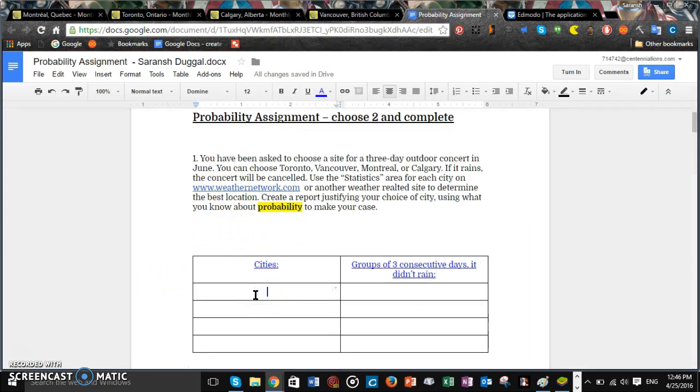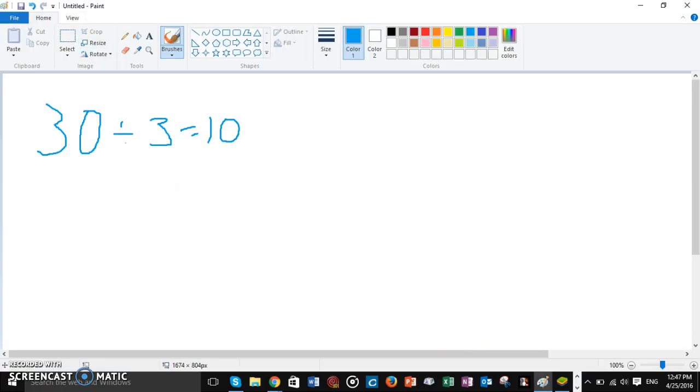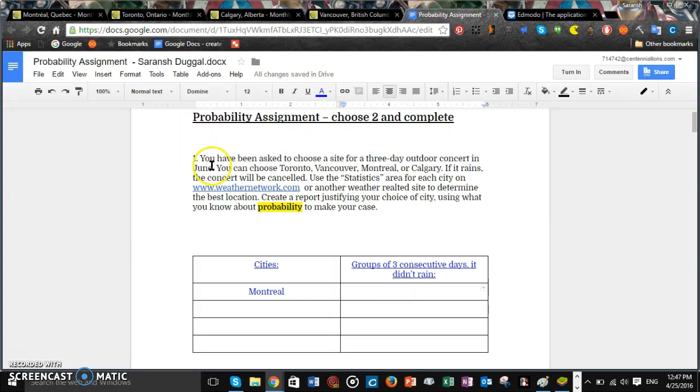So we started off with Montreal. Like we got over here, there can be 10 groups of consecutive days in June. So there's only one group of 10 in Montreal for last year's June. So 1 out of 10, or 1/10.